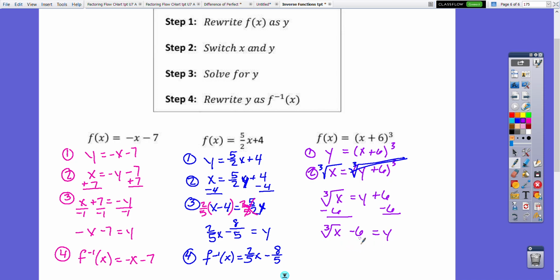And be careful, see how I wrote the minus 6 not under the radical? That's really important. And the very last thing we need to do is just rewrite it with the inverse of f of x equals the cube root of x minus 6. All right, now you're going to do some problems on your own, guys.